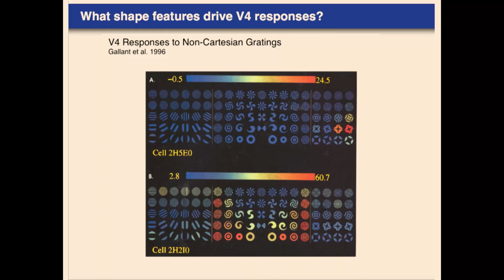If you did this in V1, you wouldn't see anything like this, right? Because the responses there would just be determined by the approximate dot product between one of those simple cell receptive fields and these patterns.